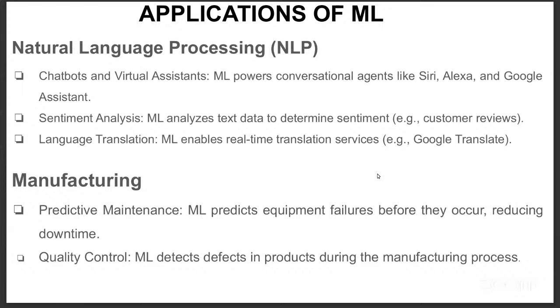Next, NLP. It is natural language processing. How many of you use Alexa? Alexa from Amazon, Google Home from Google, Apple Siri, Microsoft Cortana. These are devices which work with our voice-based recognition.